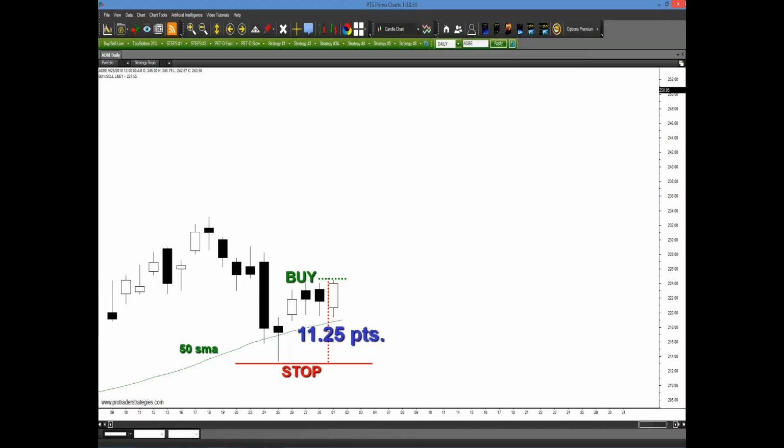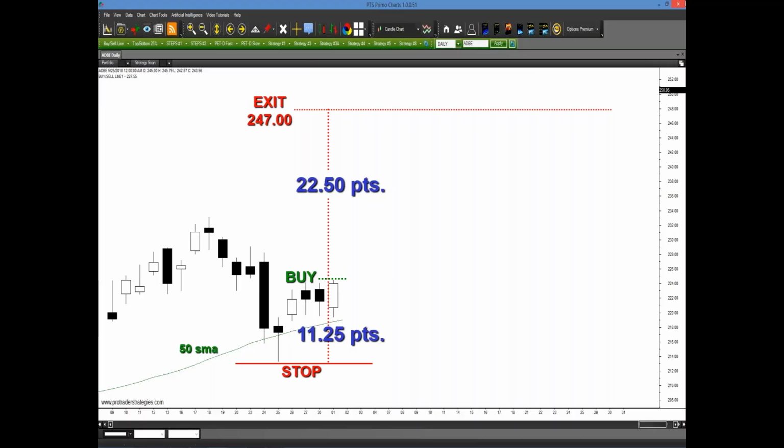Well, then what you want to do is double that amount. You want to make twice that amount. This is called risk-reward ratio. You're risking 11.25 points to make double that amount, which would be 22.5 points. So you would double that point amount and simply add it to where you entered, and this will tell you where you exit.